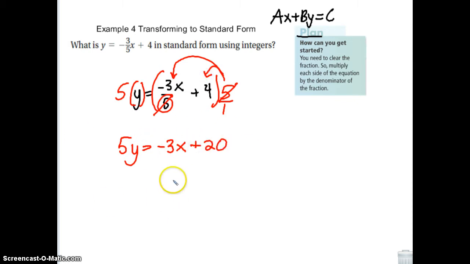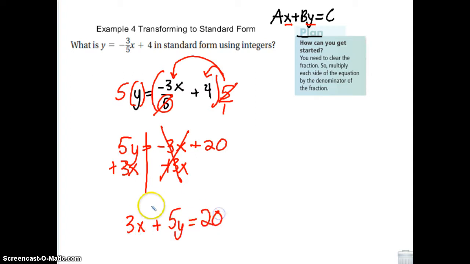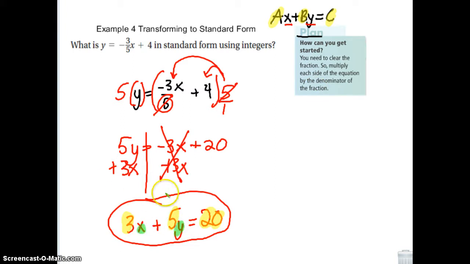Now notice we have no more fractions, so all I need to do now is get x and y on the same side. So I'm going to add 3x to both sides. These cross out, and I'm left with 3x plus 5y equals 20. That's our answer, because this is in standard form. What's our a? Our a is 3. What's our b? Our b is 5. And our c is 20. Notice, we do not have any numbers in for x and y, just like we did in point slope and slope intercept.